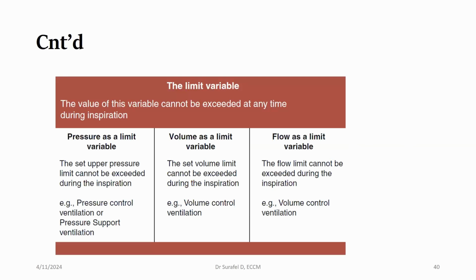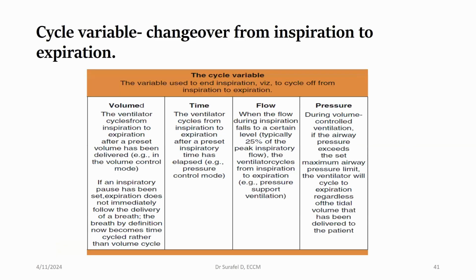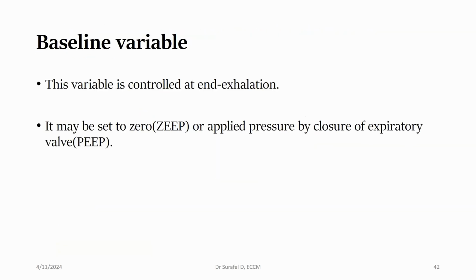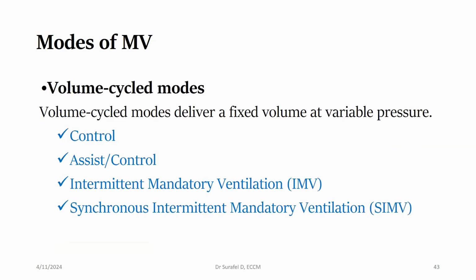So pressure, volume, flow we have already talked about. Cycle variable, we have already mentioned these things. The baseline variable we have already talked about. Okay. So volume cycle can be volume control, AC control, SIMV, or intermittent mandatory ventilation. The commonly used are SIMVs and ACs in our setting.